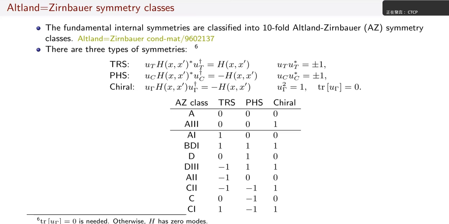And here, in this form, the sign is the particle-hole symmetry square. And here, 0 means absence of chiral symmetry, and 1 means the presence of chiral symmetry.